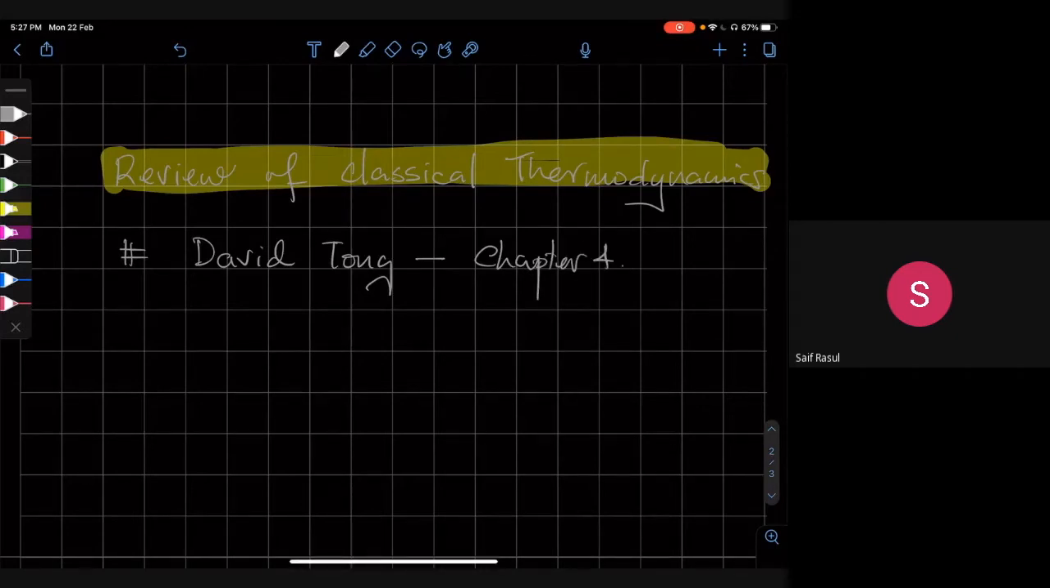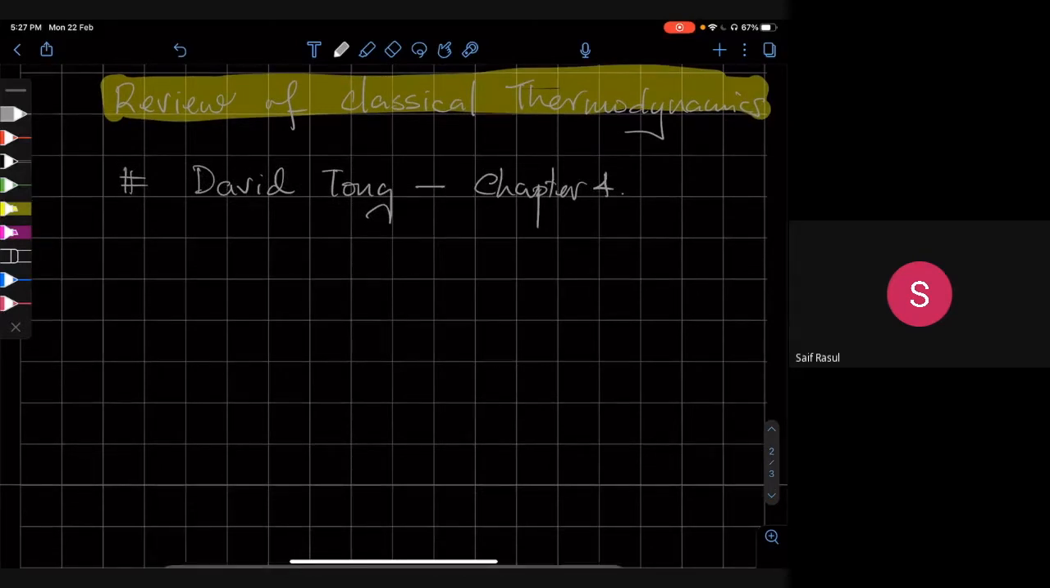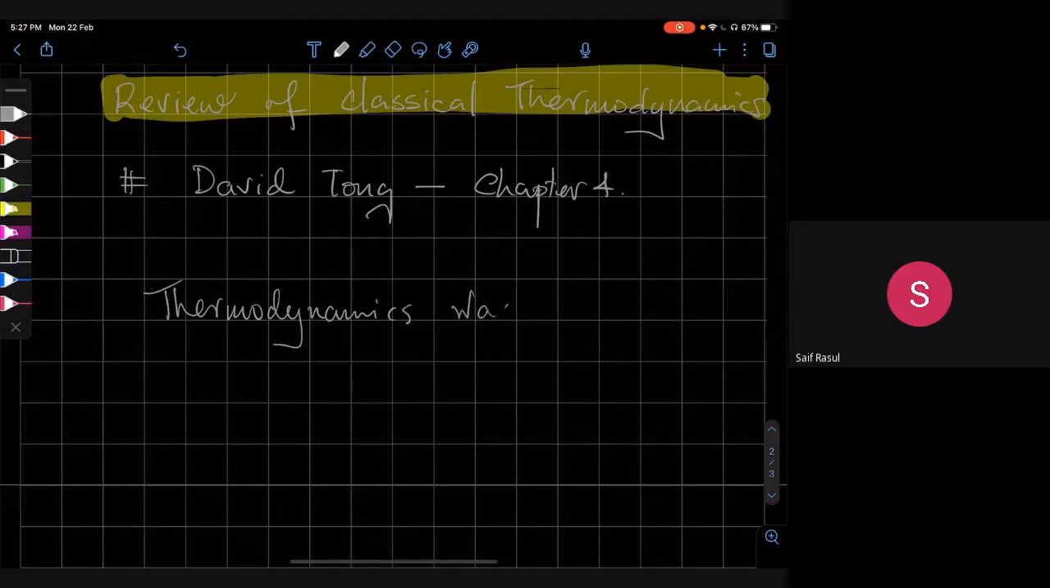Now, the idea is that thermodynamics predates statistical mechanics. Or in other words, thermodynamics was formulated. So it'll be like maybe 2 or 3 classes, maybe even more, that will be dedicated to reviewing thermodynamics.